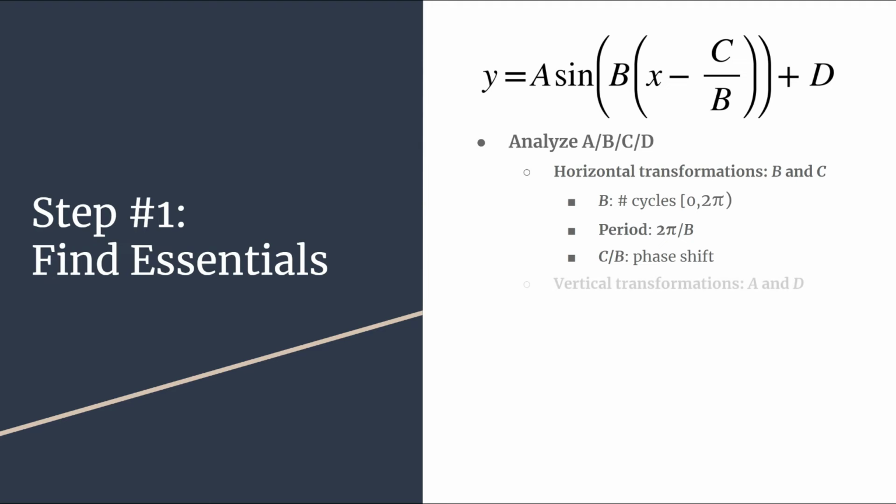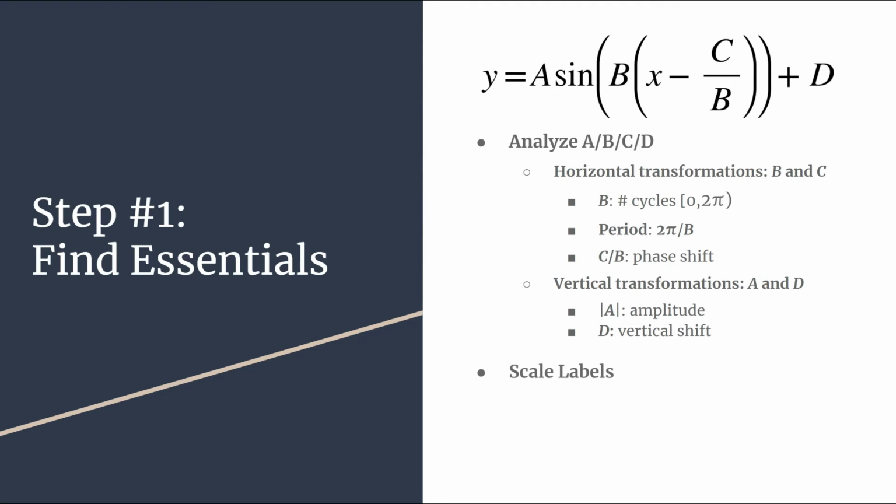All right, so our vertical transformations, like I said, are A and D, and just like with our basic equations, the absolute value of A will give us the amplitude, which is the distance from midline to maximum or midline to minimum. And then D is going to tell us our vertical shift. If you see, say, +1, you'd be moving up 1. If you see -1, you'll be moving down 1.